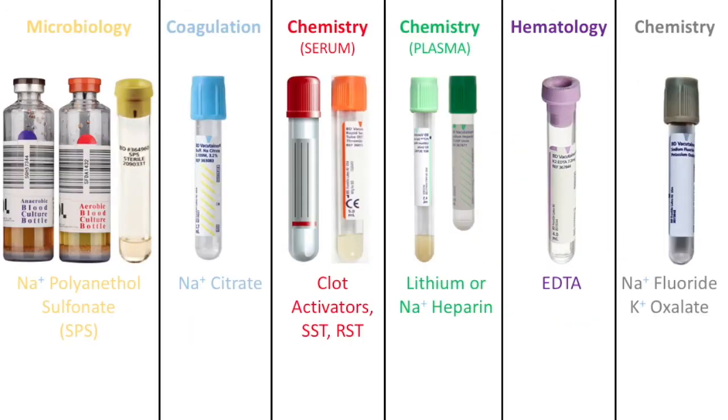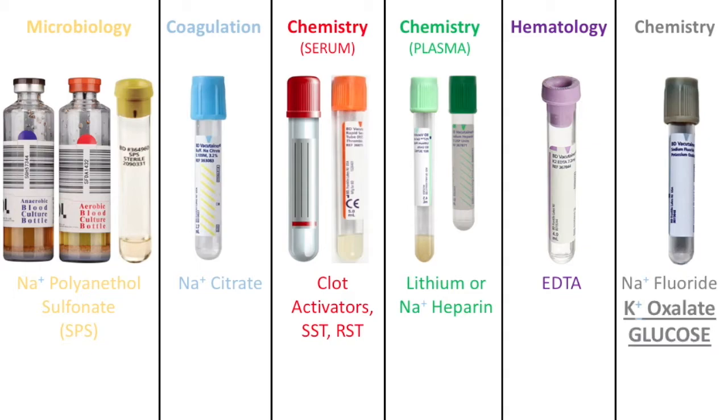And then we move over to our gray tube, which includes 2 additives. The anticoagulant portion of this tube is the potassium oxalate, but we do have another additive, sodium fluoride. So this tube is very special in that the potassium oxalate prevents the blood from clotting, so we have an anticoagulant, and the sodium fluoride prevents the breakdown of glucose.